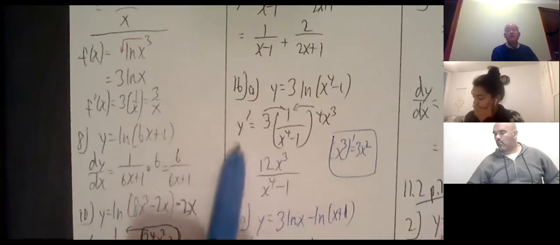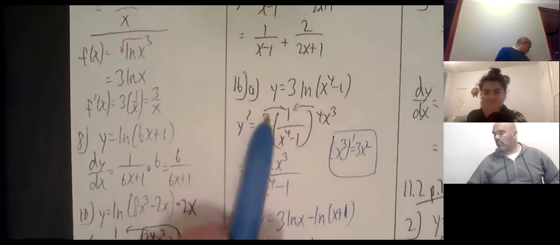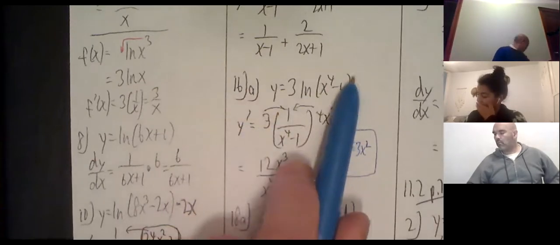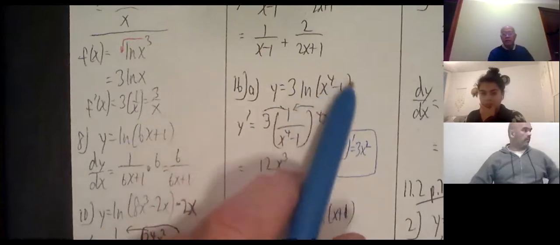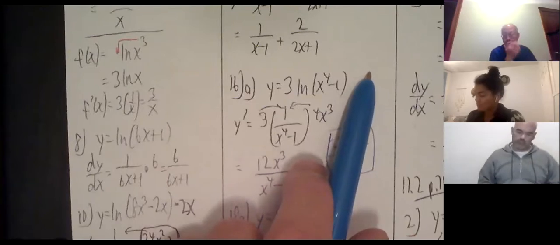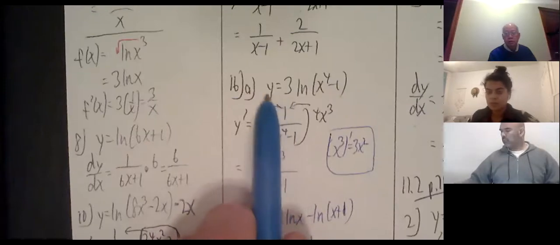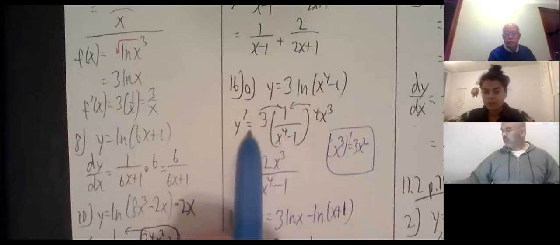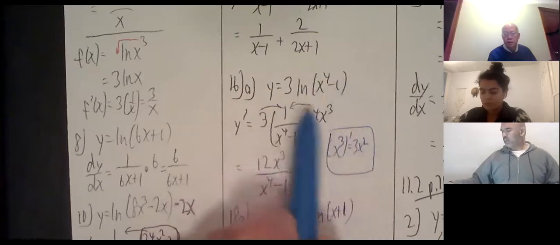Okay, 16. Again, A and B are the same. I'm only going to do A. Part B, I believe they have the 3 floating up here. Take a quick look at that. That derivative will be much harder because you'd have to do another chain rule. But this one's easier. So what's the derivative of this? You just copy down the 3. Then you differentiate the rest of it.